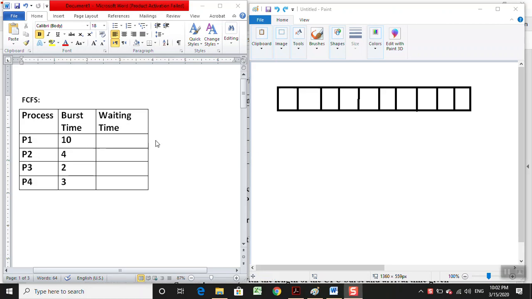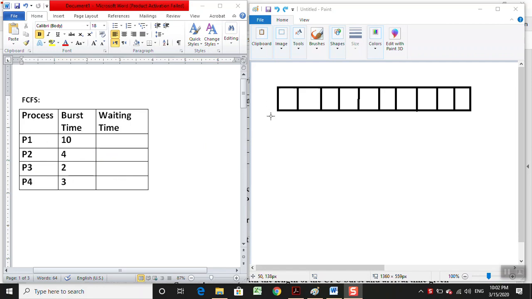Hello everyone. Let us see some examples of these CPU scheduling algorithms. Okay, let us see this first come first serve.